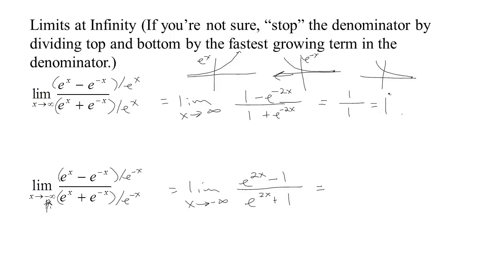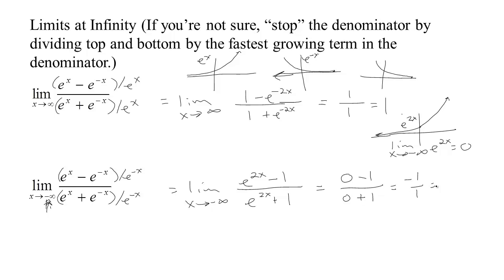Okay, now again, let's look at the graph of e to the 2x. The graph of e to the 2x is like the graph of e to the x. It just grows as you go to the right and fades away as you go to the left. So looking at that, we know that the limit as x tends to negative infinity of e to the 2x is 0. So this is going to 0 minus 1 over 0 plus 1. So the limit in this case is negative 1 over 1, or negative 1 in the long run.